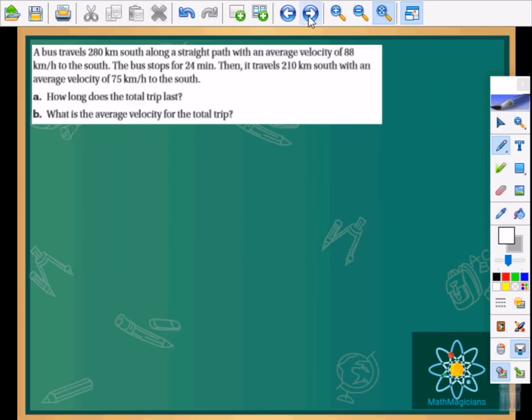The next one is another type of example. It says a bus travels 280 kilometers south, negative, along a straight path with an average velocity of 88 kilometers per hour to the south, also negative. But the bus stops for 24 minutes, then it travels 210 kilometers south with an average velocity of 75 kilometers per hour to the south. As you can see, everything is negative here. Then the first question: how long does the total trip last?